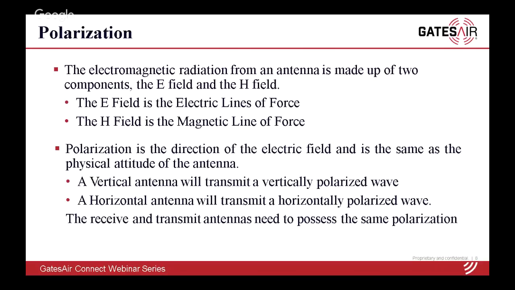So the next thing was polarization. The electromagnetic radiation from an antenna is made up of two components, an E field and an H field. The E field is the electric lines of force. The H field is the magnetic lines of force. Polarization is the direction of the electric field and is the same as the physical attitude of the antenna. So basically, a vertical antenna will transmit a vertically polarized wave. A horizontal antenna will transmit a horizontally polarized wave. The receive and transmit antennas need to be in the same position, or same polarization, to be able to communicate with each other or receive those electromagnetic waves.